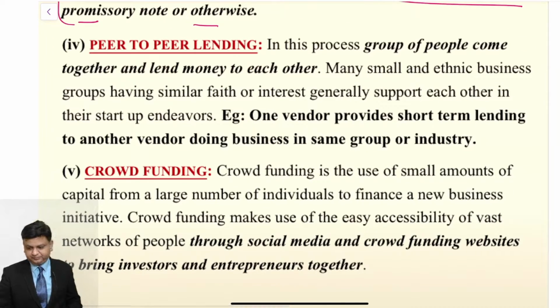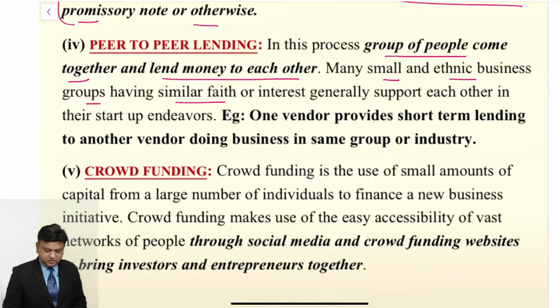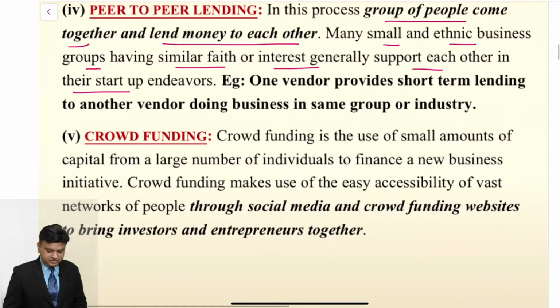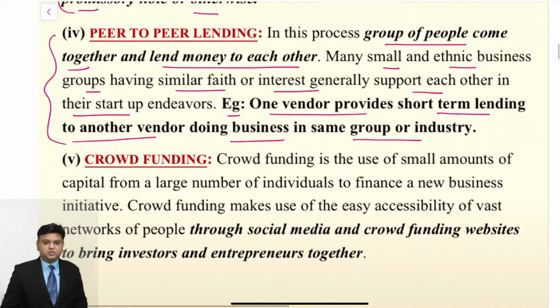Peer-to-peer lending. In this process, a group of people come together and lend money to each other. Many small and ethnic business groups having similar faith or interest generally support each other in their startup endeavors. For example, one vendor provides short-term lending to another vendor doing business in the same group or industry. So over here, a kind of credit society is what they have considered as peer-to-peer lending.